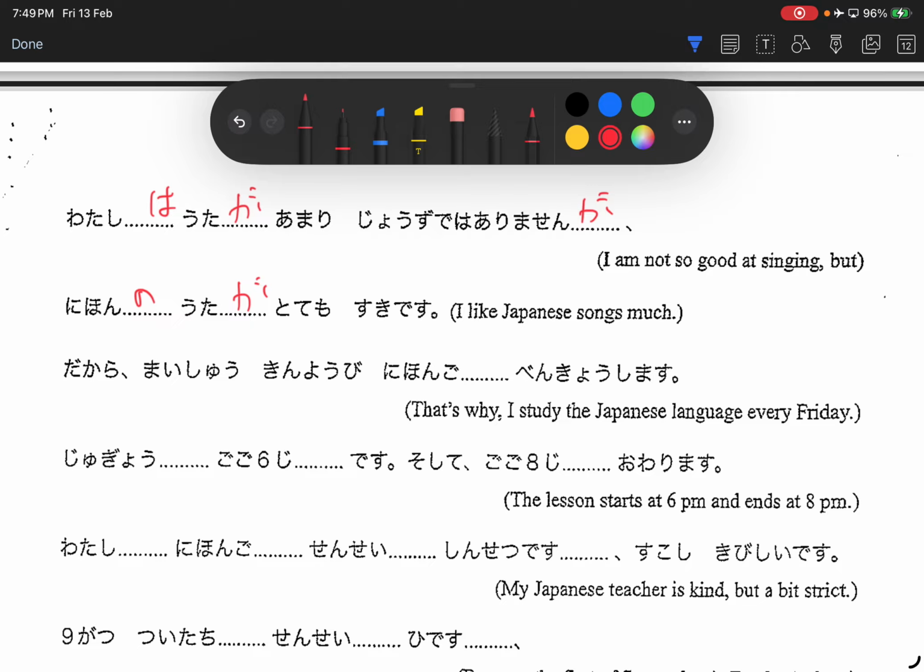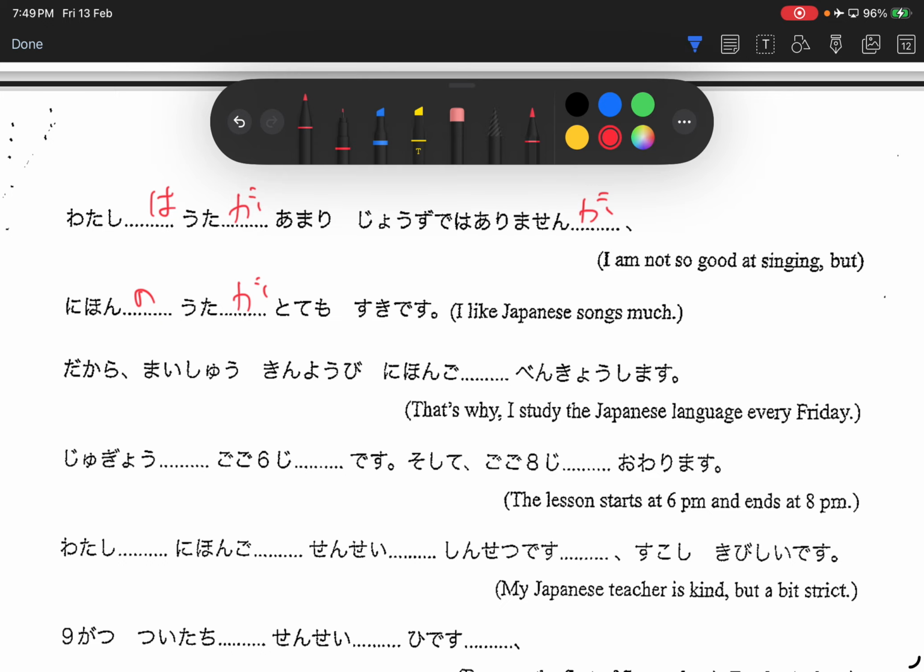Can we put kara? For which one? The last part. If you are bad at singing, why would you like singing Japanese songs? Not because. Demo is used at the start of a sentence, not at the end, so we don't use it there. Then kara: because I'm bad at singing, that's why I like to sing Japanese songs? No, because you are not good at singing, why would you even continue singing? So kara sounds a bit weird in this context.